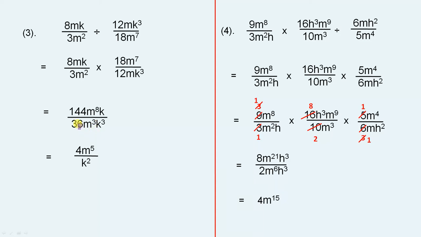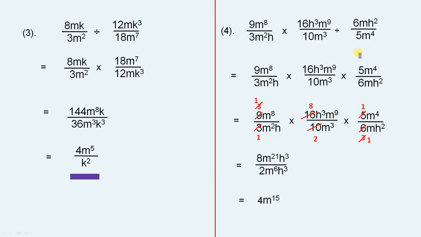Now, 36 into 36 goes once, 36 into 144 goes 4 times, so that's where we get our 4. Now over here, we have m to the power of 8 and m to the power of 3. That gives us m to the power of 5, because if we cancel m to the power of 3 from here and m to the power of 3 from here, we are left with m to the power of 5. Over here, if we cancel k from the numerator and k from the denominator, we get k squared, so there's our answer.